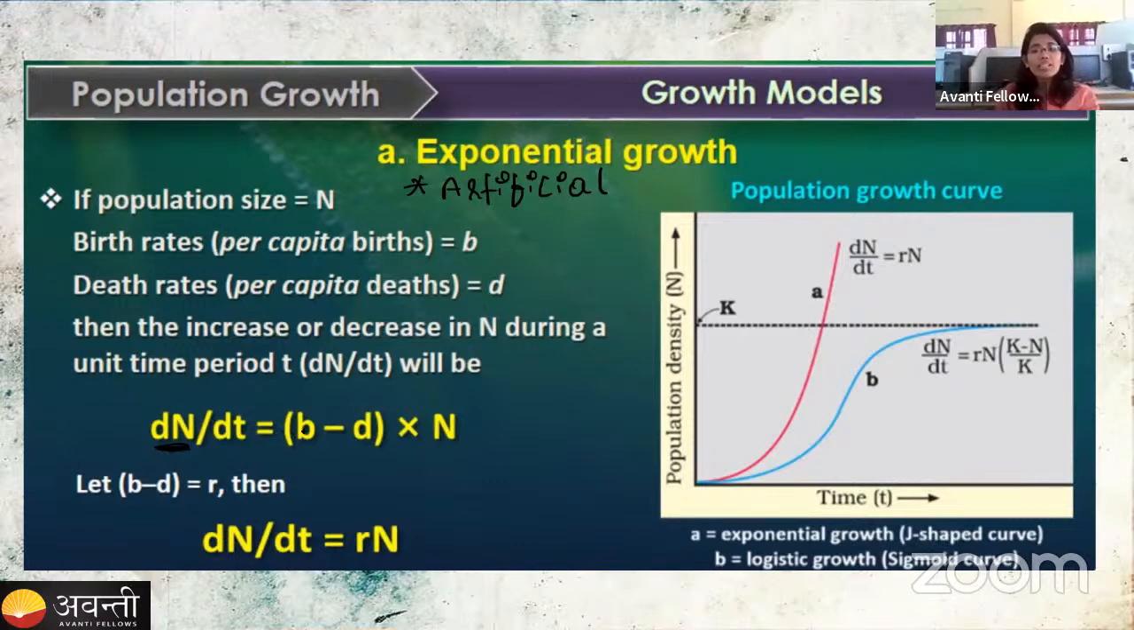That is calculated by b minus d. B is the birth rate, how many organisms have been born, and d is the death rate, how many organisms have died. I told you how to calculate the birth rate and death rate. We have to multiply this with the number of organisms present now. Multiplied with how many organisms born minus how many organisms have died, then we will get the number of organisms in a particular time, whether the number of organisms has increased or decreased. This b minus d can be written as r.